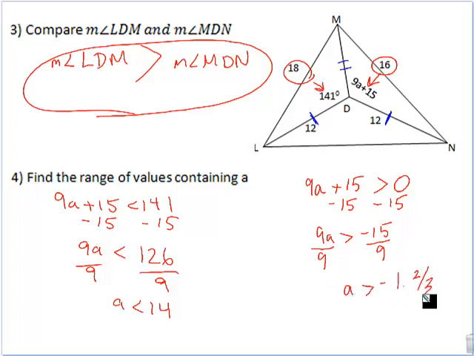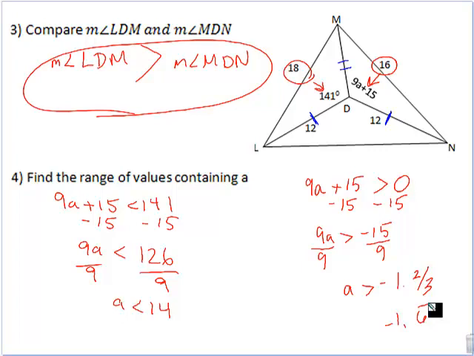So negative 1 2/3 instead of 1.6 repeated. You could put 1.6 with the repeater sign. So pretty much anything from negative 1 2/3 up to infinity would give us a positive measurement here. But we want it to fall in between those two values. So now what would be the compound inequality that I would write that would have those two values?